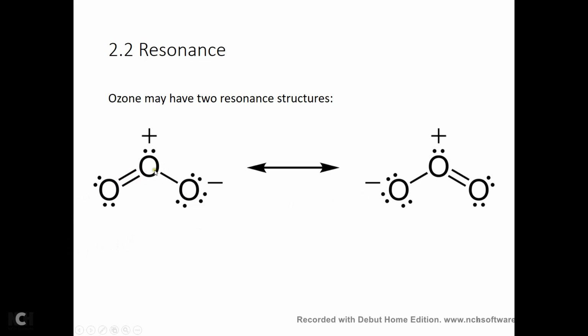What's the bond order here? Again, you take the average of 1 and 2, it's 1.5. Now look at the structure of every single oxygen atom. Each is surrounded by 8 valence electrons. They obey the octet rule perfectly.